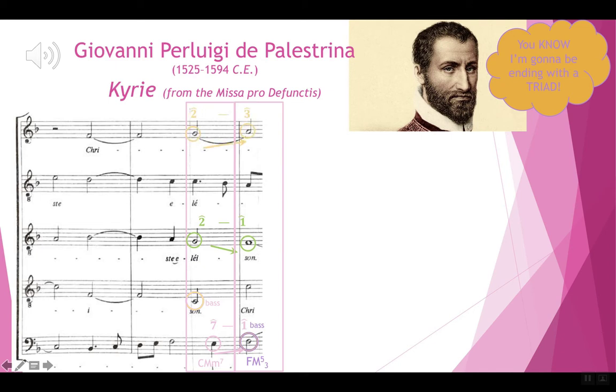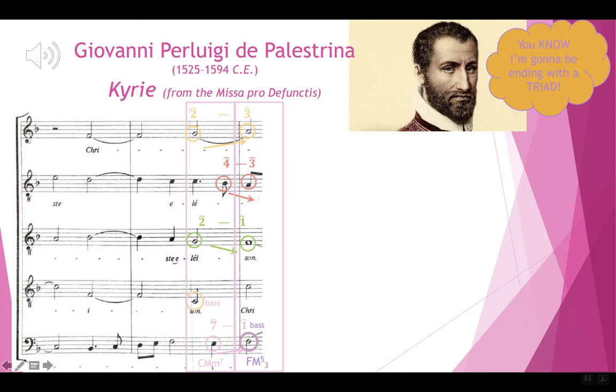7-1-2-1. The soprano is going 2-3. Instead of 7-1, it's going 2-3. So this would not be a perfect authentic cadence. It would be imperfect authentic because it's ending on scale degree 3. And then you have 4-3.